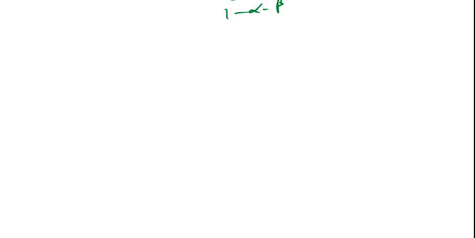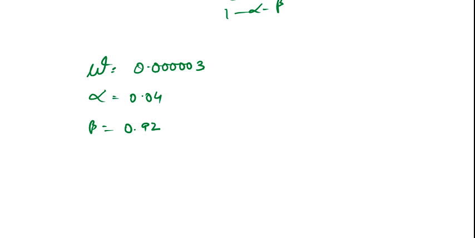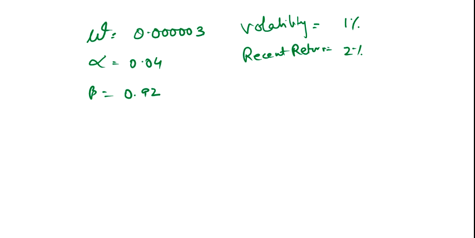We'll do one question on GARCH and you will understand everything completely. Suppose your omega is 0.5 times 10 to the power minus 3, your alpha is 0.04, your beta is 0.92. Clear? Then your volatility is given to you as 1%, and your recent return is given to you as 2%. You need to find out volatility with the help of GARCH.